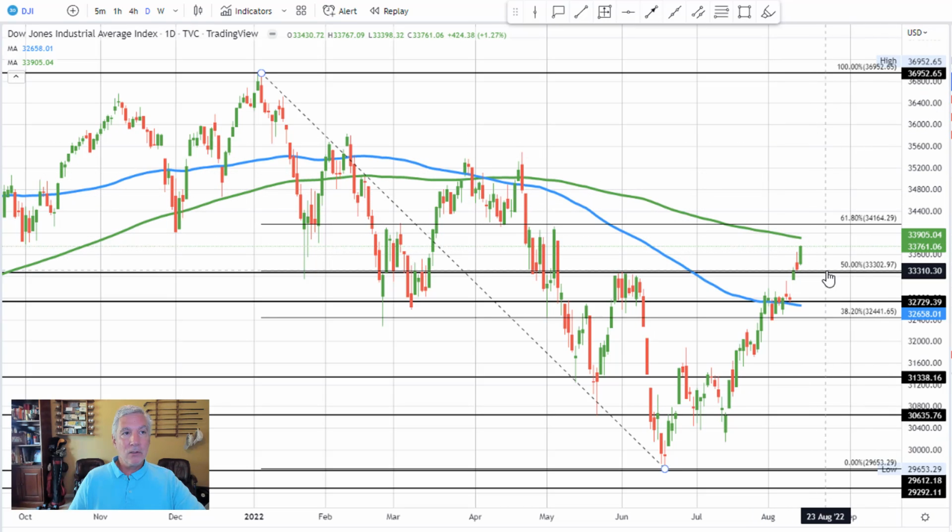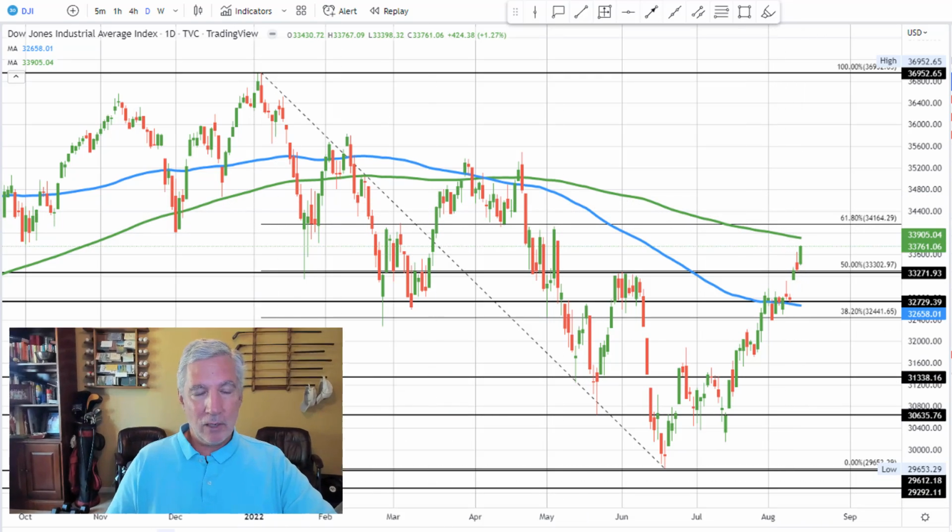And finally, the Dow Industrial Average, it too moved above its 50% retracement of the move down and is trading above that level at 33302.97. But it is also moving up toward its key 200-day moving average above at 34390.04. Getting above that level would be needed to increase the bullish bias for the Dow Industrial Average.